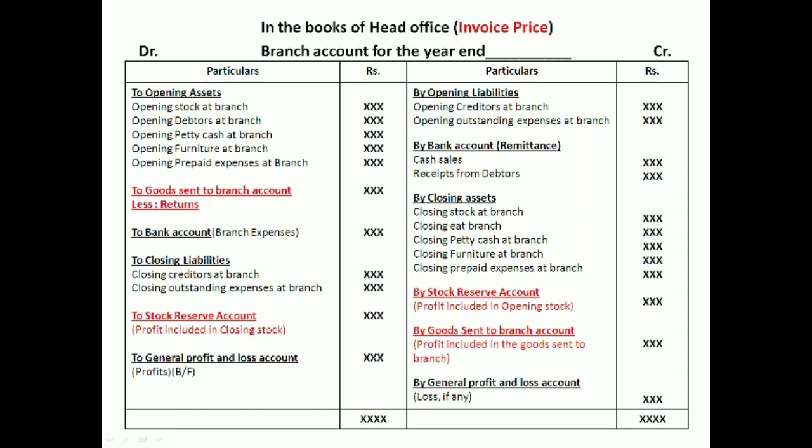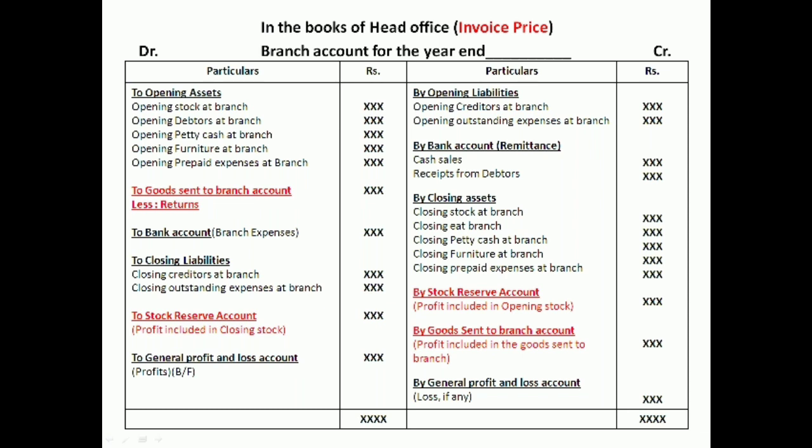So here, to stock reserve account, whatever the closing stock we have entered on the credit side, for that closing stock we are going to find out whatever the profit amount which is included in that. On the credit side, we have by stock reserve account. In the same manner, whatever the opening stock we have opened under opening assets, on that opening stock there will be some profit which will be added along with the cost. That profit we are going to find out and we are going to record here.